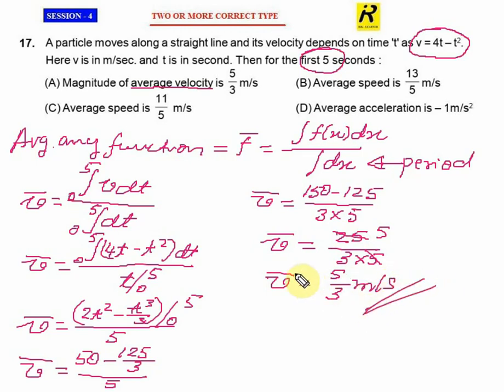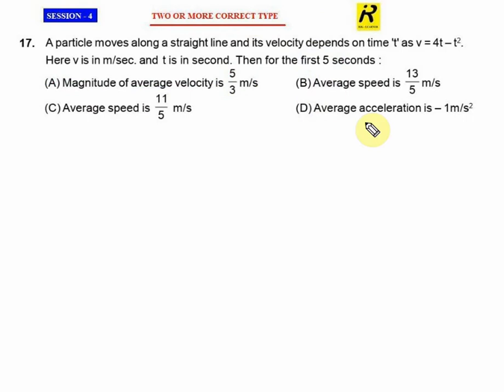So this is the answer. I get the answer for the average velocity that I needed. The magnitude of the average velocity is positive, so the answer is exactly correct: 5/3 meters per second. So I say option A is correct. Next let me move to option B. Since it is a question of two or more correct type, we have to check more options to see whether they are correct or not. So let me take you to the next option, which is B.